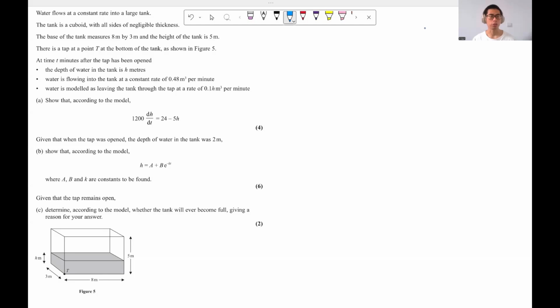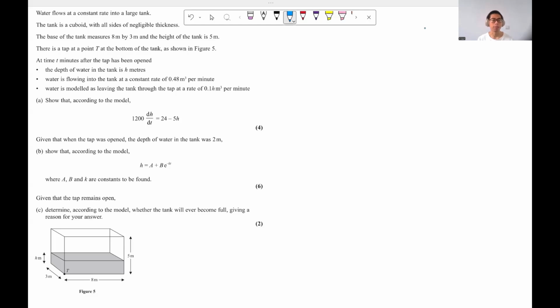Let's try question 14. Water flows at a constant rate into a large tank. The tank is a cuboid with all sides of negligible thickness. The base of the tank measures 8 meters by 3 meters, and the height of the tank is 5 meters. So it's all shown here. And then there's a tap at the point T at the bottom of the tank, as shown in figure 5.